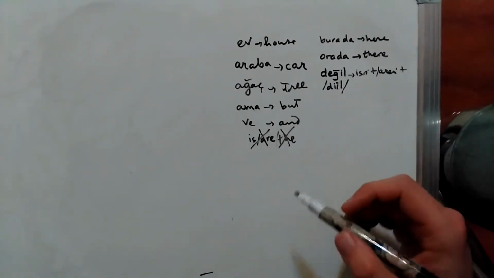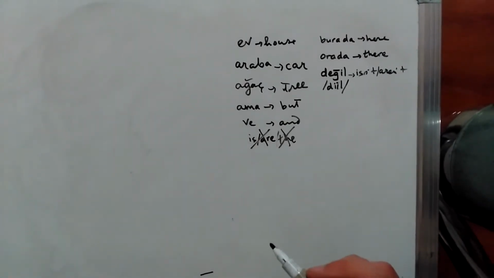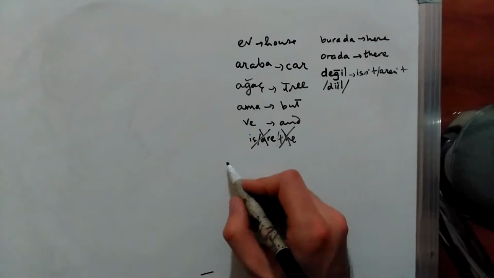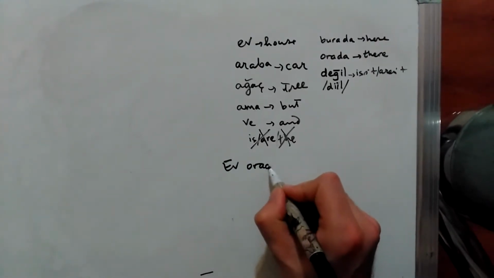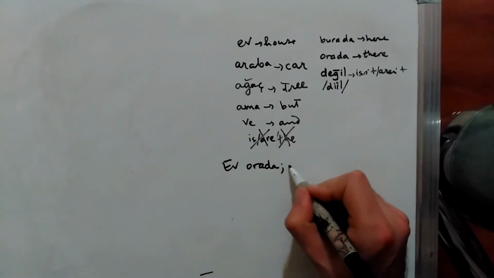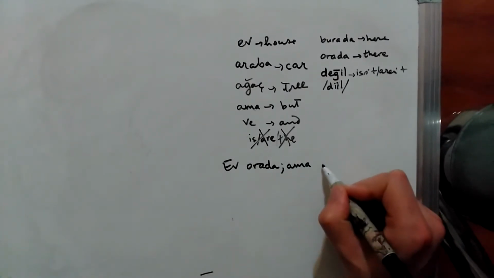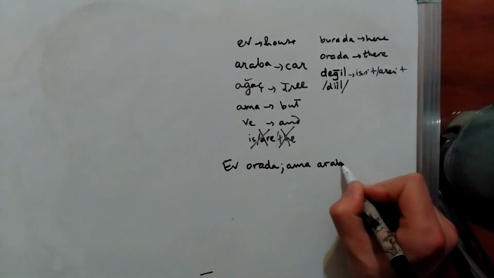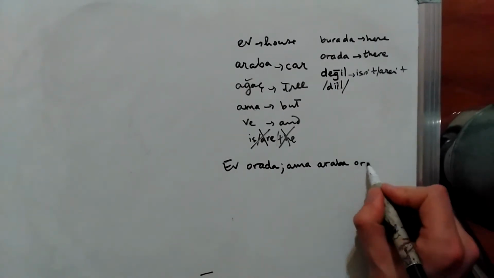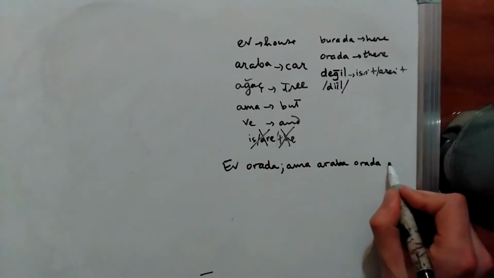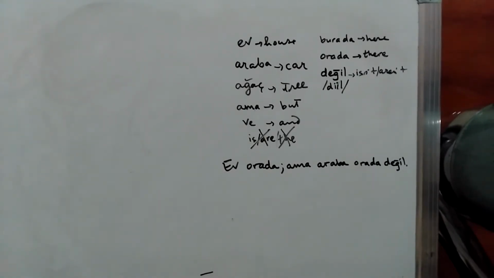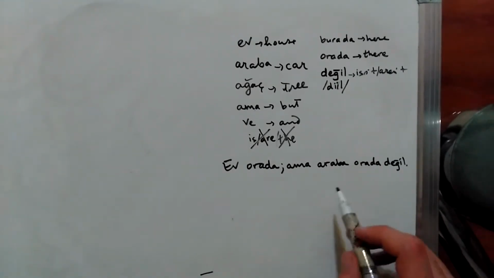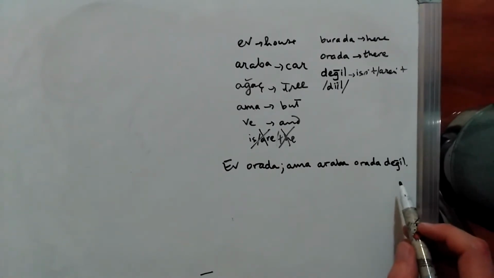So if you want to say the house is there, but the car is not there, you do it this way. Ev orada, ama, araba, orada, değil.